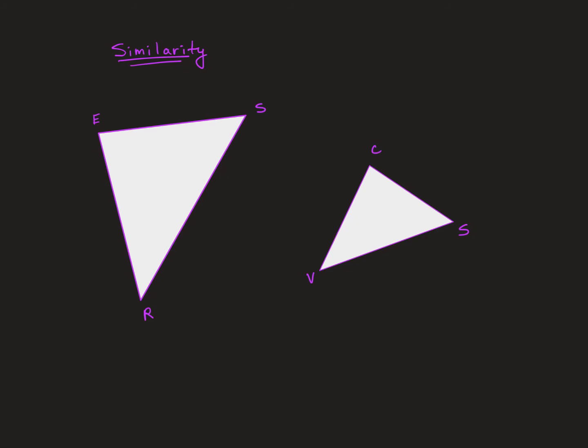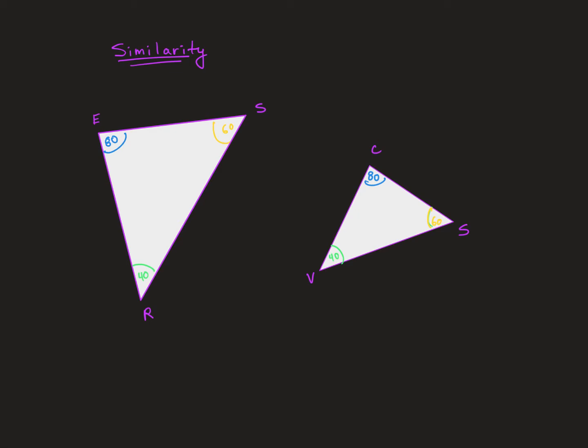Some other things that would reveal similarity would be equal angle measures in corresponding angles. Maybe this is 80, maybe R and V, 40 and 40, and then maybe these two here, 60 and 60. So the idea here is if we have triangles that are similar, their corresponding angles are going to need to be congruent. Now, the triangles may not be congruent, but the angles would be congruent.